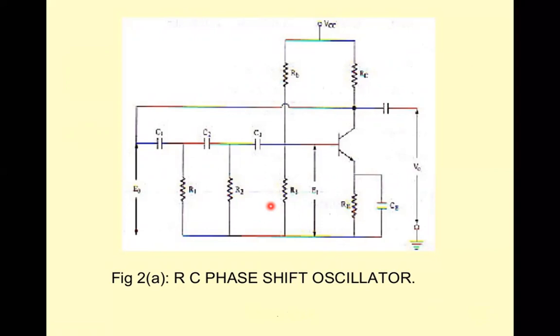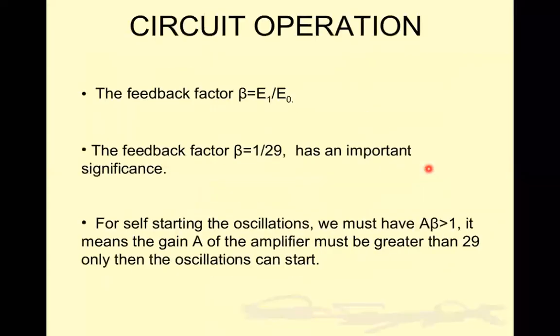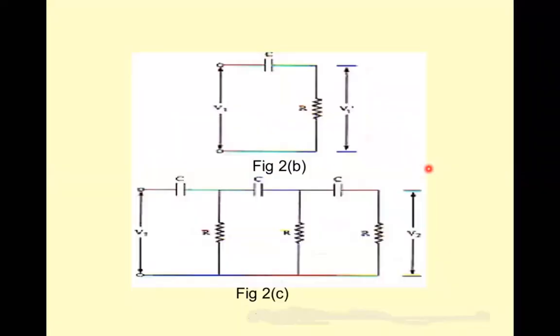If you see the operations, a phase shift of 180 degrees is produced by the transistor amplifier here. A further phase shift of 180 degrees is produced because of the RC network. So as a result, the phase shift around the complete loop is 360 degree. Now if you see the individual loop, a single RC, how it is behaving: we have taken one RC combination. V1 is the input to the RC combination and V1 dash is the output. And if you take the three RC combinations, V1 is the input for these three RC combinations and V2 is the output.